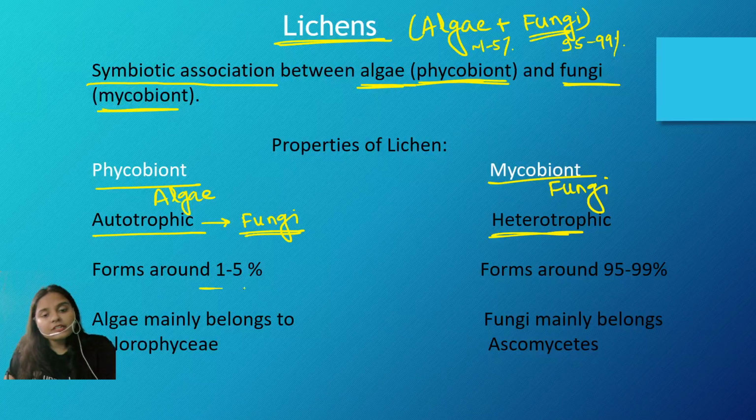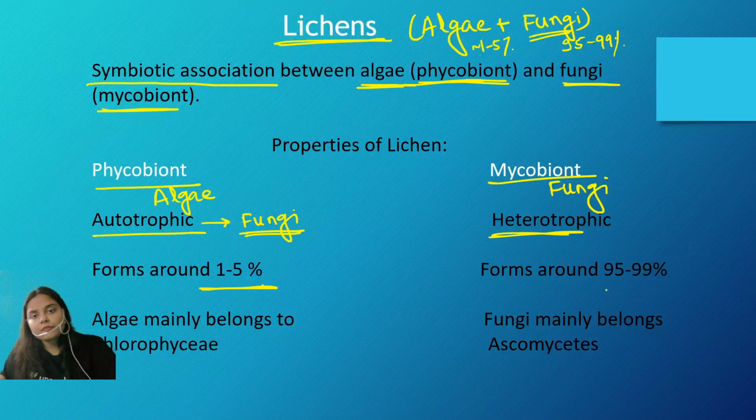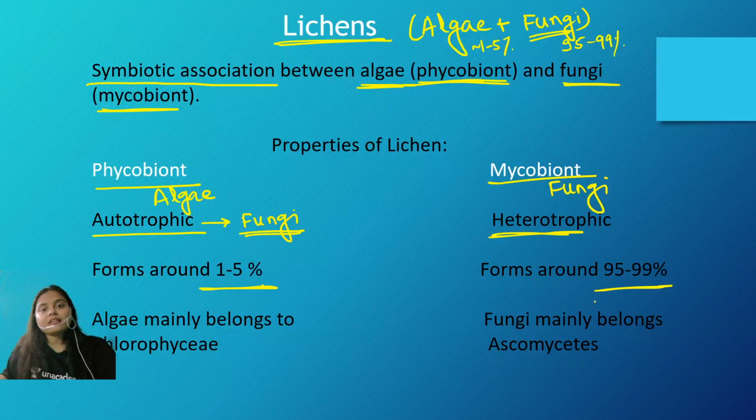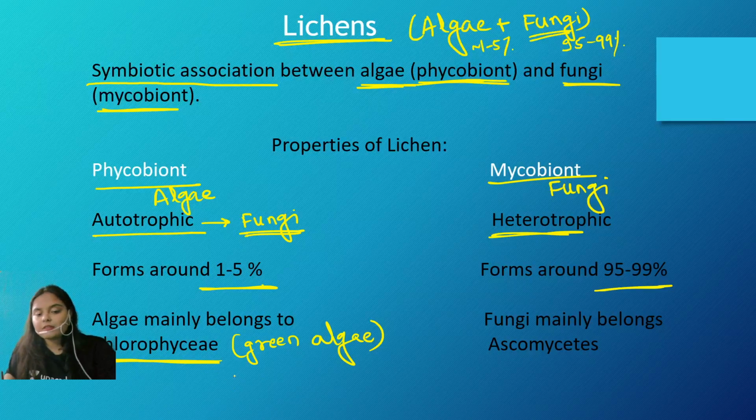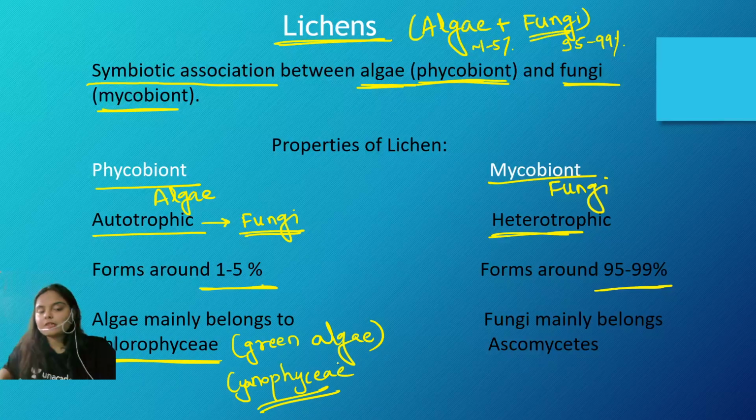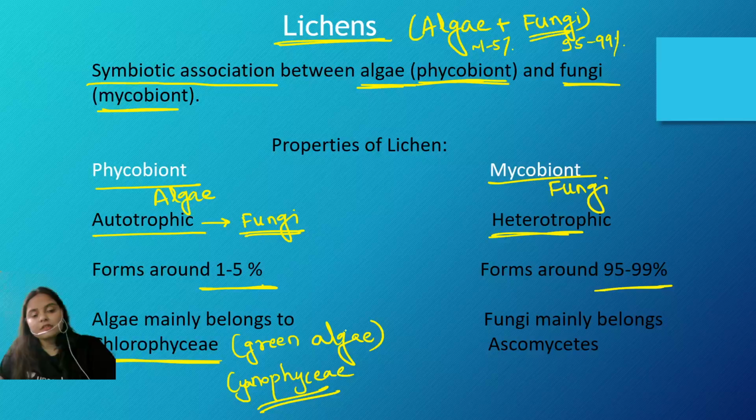Algae forms around 1 to 5% of the lichen body, whereas fungi form the majority of the component, that is 95 to 99%. The algae which is present in the lichen are mainly from the chlorophyceae class, that means the green algae. Sometimes it is also present from the cyanophyceae class. Cyanophyceae, remember, blue green algae, kingdom Monera. So sometimes cyanophycean members are also present in the lichens, but most of the time it is from the chlorophyceae class.